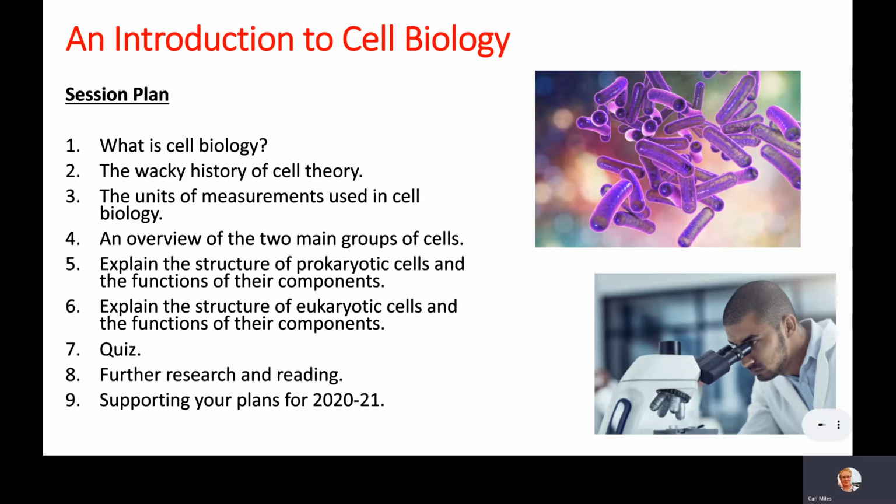And then we'll start to focus a little bit more in section 4 on the two main groups of cells. We can see those a bit more in sections 5 and 6, and we'll start to explore the topics in a little bit more detail of prokaryotic cells, and in topic 6, eukaryotic cells. We'll have a little bit of a quiz, just as a summary, and then I'll provide you with some links for some further research and reading of the topic.